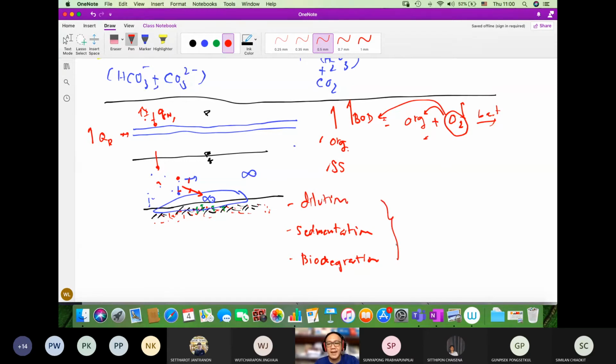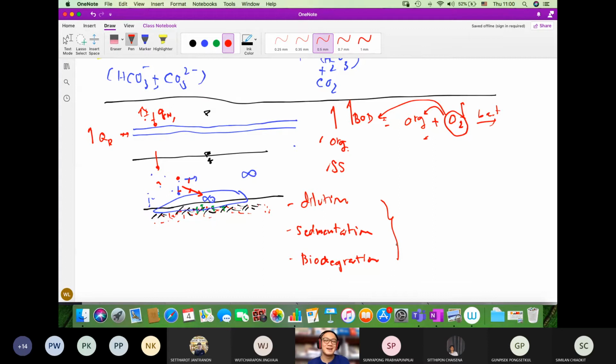So with these three major mechanisms, our wastewater will finally never exist as something contaminated or waste, because the waste is all diluted. Some of the substances that came along with the waste actually get degraded or removed in some way due to the natural processes. So these are the things which normally happen in water.